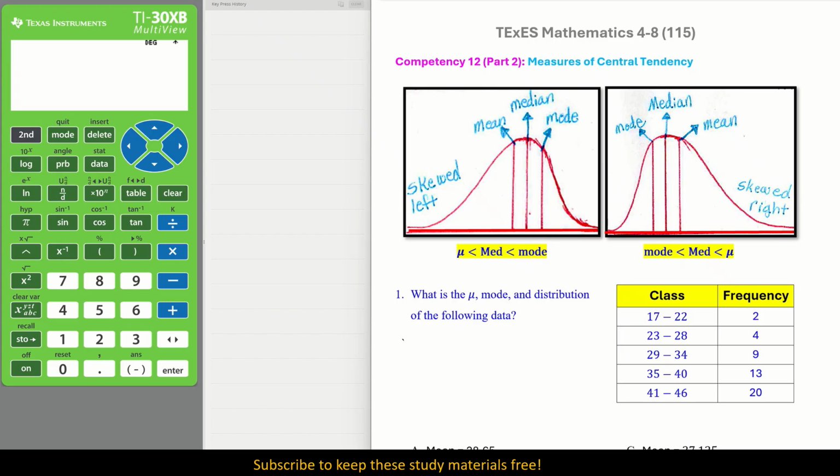Number one, what is the mean, mode, and distribution of the following data? Okay, this little weird looking M here, mu, is a notation, a symbol for mean, which of course is average, okay? All right, so let's look at what we have here.